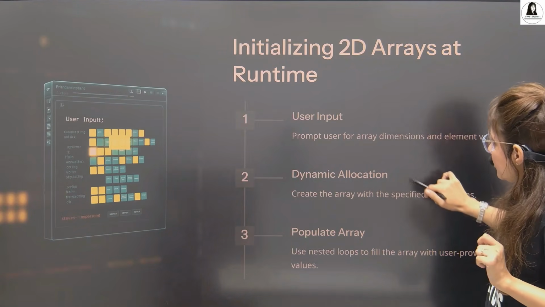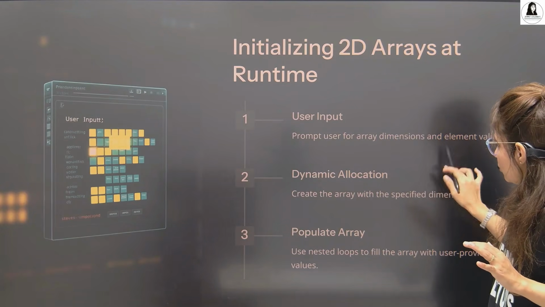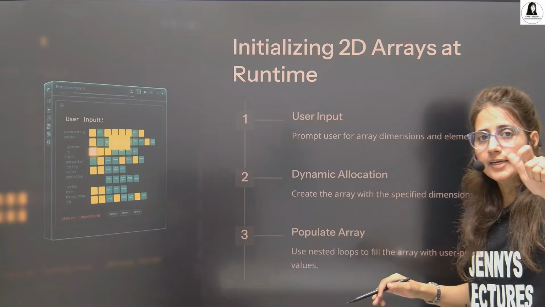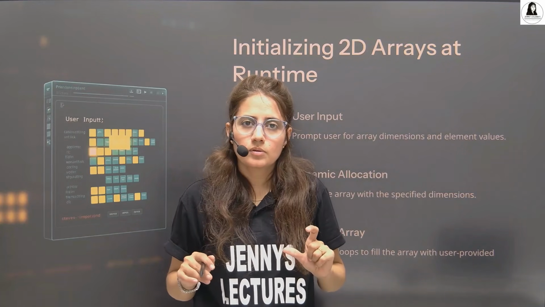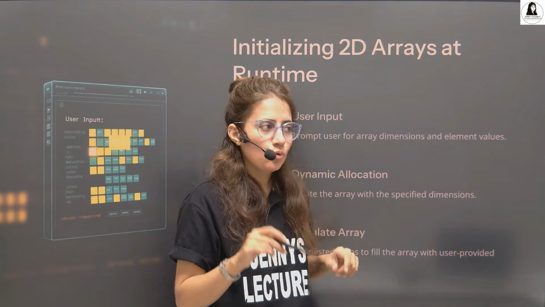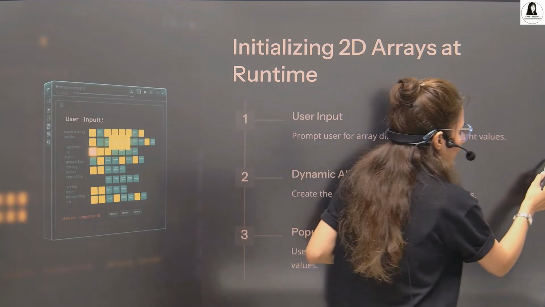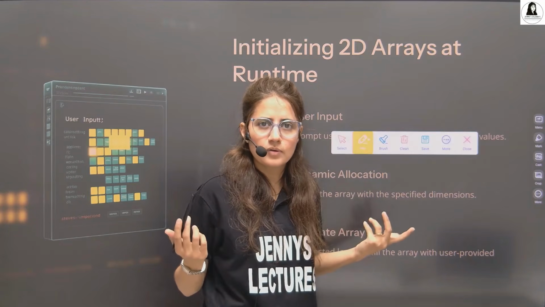How to initialize a 2D array at runtime. This thing I have told you, at runtime with user input. You can take input from the user also, like how many rows you want, how many columns you want, like m and n. So rather than writing a fixed value like 2 and 3 in those square brackets, you can simply write the variable name also. That is also fine.